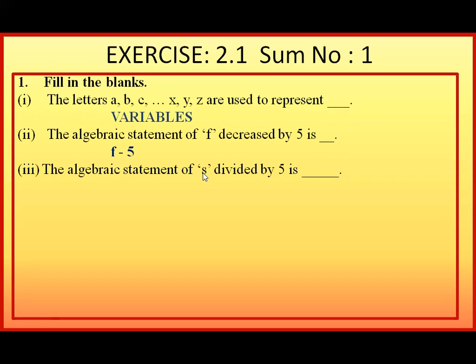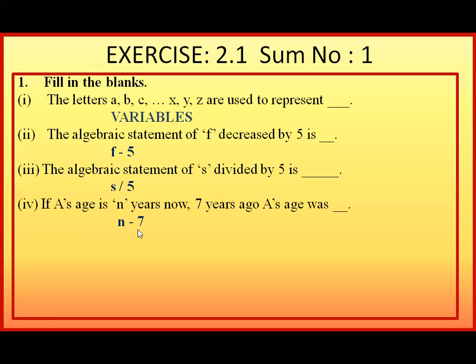An algebraic statement of s divided by 5: s divided by 5. If A's age is n years now, 7 years ago A's age was. So right now if A's age is n, 7 years before, what would be the age? n, the present age, minus 7 will give you the age 7 years before.